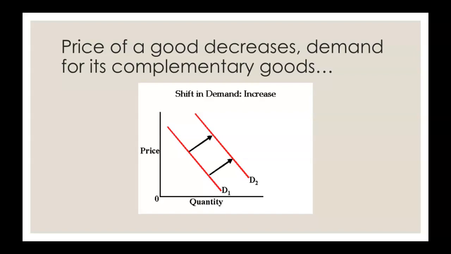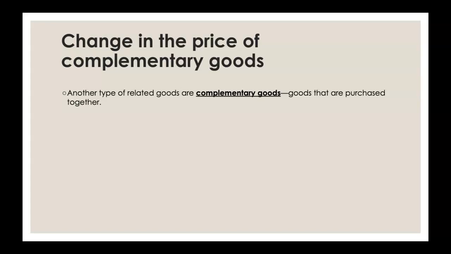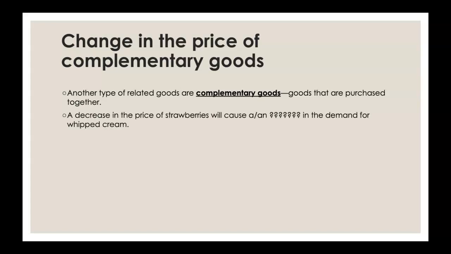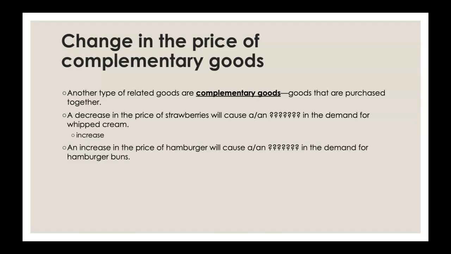Same with if the price of a good decreases, demand for its complementary good will increase. So if the price of peanut butter goes way down, makes it much more affordable, people aren't just going to be buying more peanut butter, they're also going to be buying more jelly. And so the demand for jelly will actually go up if the price of peanut butter goes down. So some examples: a decrease in the price of strawberries will cause a what in the demand for whipped cream? Increase. An increase in the price of hamburger will cause a blank in the demand for hamburger buns.